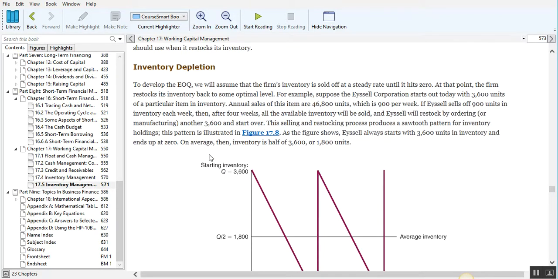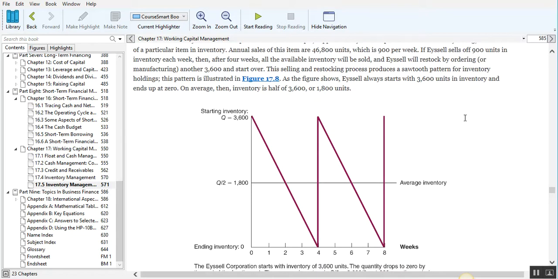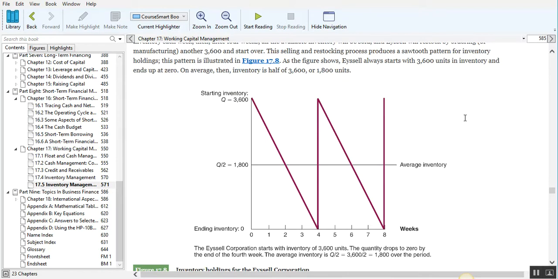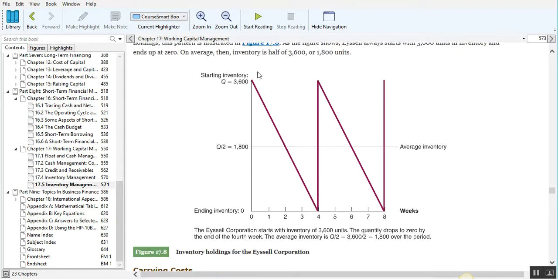So to develop an EOQ, or economic order quantity, you assume that the inventory is being sold off at a steady rate until it's 0, and then they restock the inventory back to its optimal level. So when you're doing that, it looks something like this. You start with this inventory, you sell it down to 0, you restock, sell it to 0.